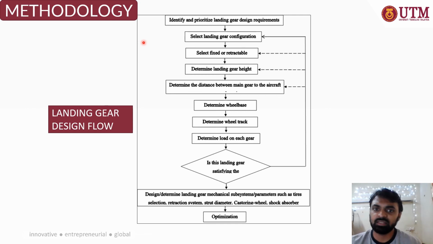Then we have to determine the landing gear height. Then we have to determine the distance between the main gear and the aircraft. Then we have to determine the wheelbase and wheel track. Then determine the load for each gear. If everything is okay, then we have to finalize and satisfy our objective. Then we will do the design, and lastly, we have to do optimization.